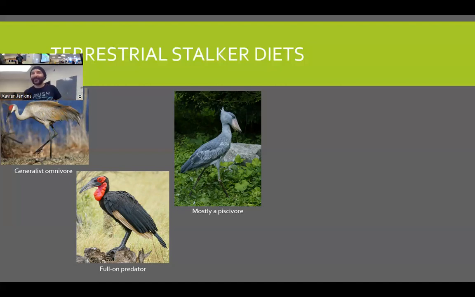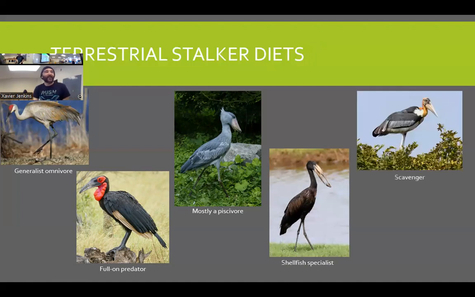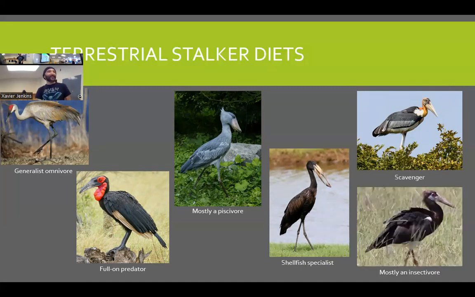It's horrifying. The open-bill stork is a shellfish specialist, so it has this weirdly curved beak, which it uses to help pry open shells of mollusks that live in shallow water. Marabou storks and adjutants are scavengers. A large proportion of their diet is made up of dead carcasses and garbage. And Abdim stork's diet consists largely of insects like locusts, grasshoppers, and caterpillars. It is the smallest stork species still around.